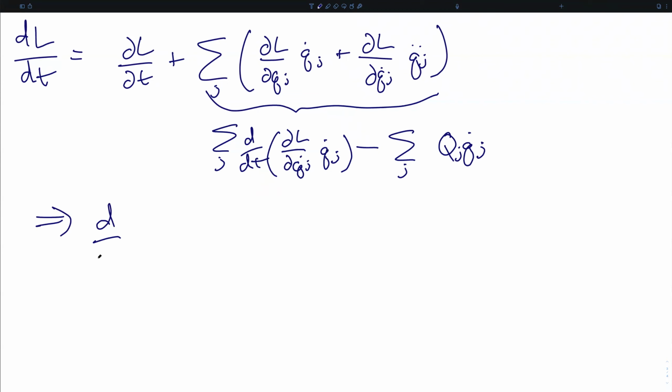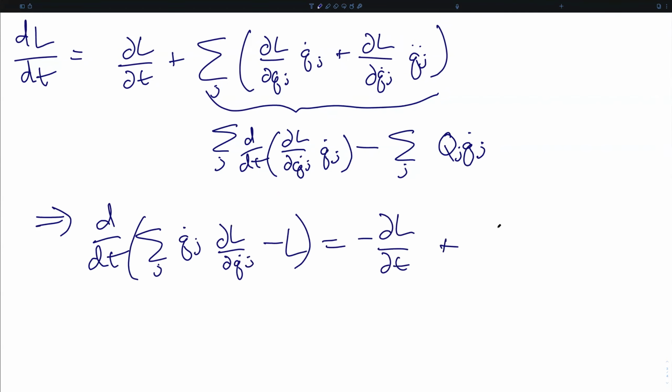Therefore, the time derivative of the sum of all of the time derivatives of the generalized coordinates times the partial of the Lagrangian with respect to the time derivatives of those generalized coordinates, minus the Lagrangian itself, is equal to the negative partial of the Lagrangian in time, plus the sum of all the generalized forces multiplied by all of the time derivatives of the generalized coordinates.